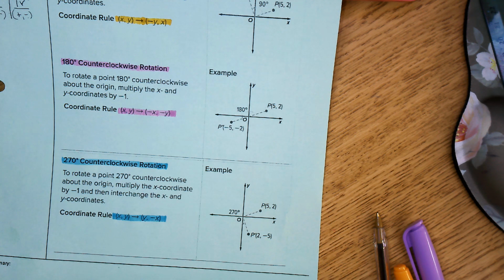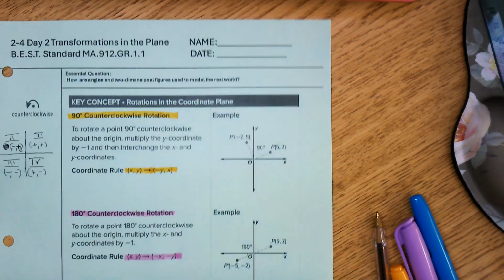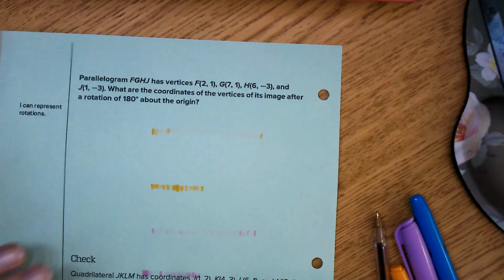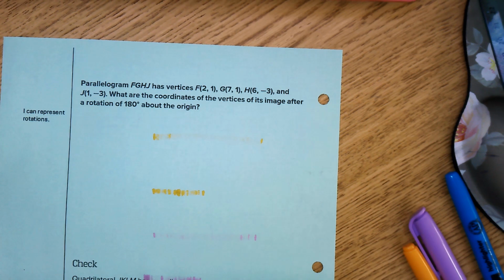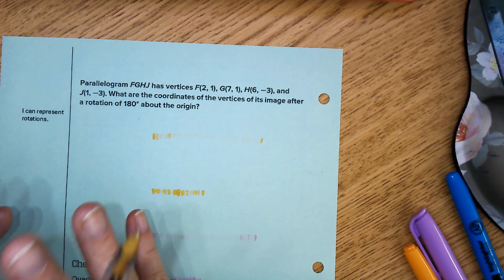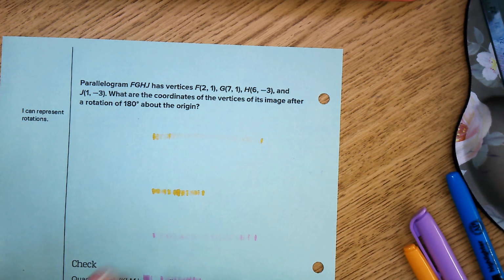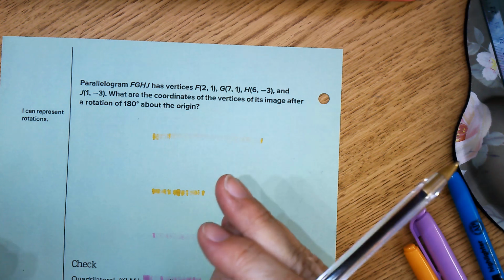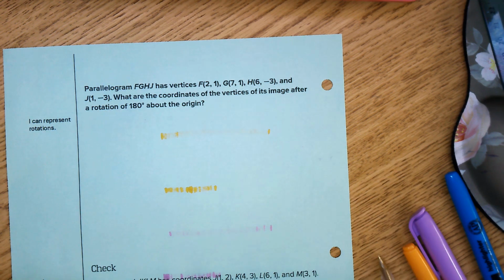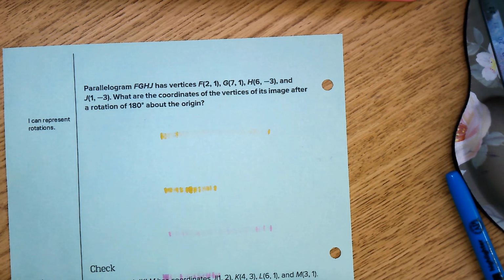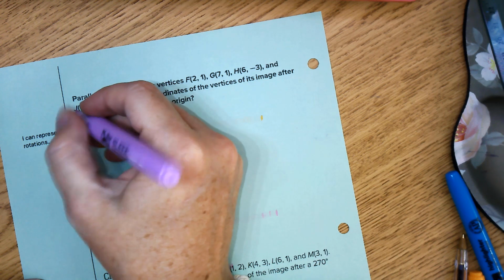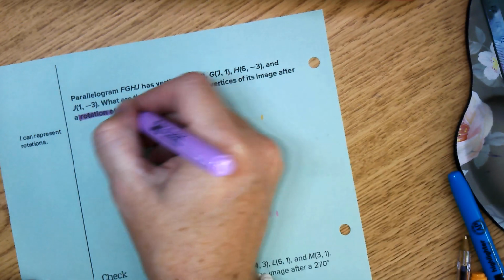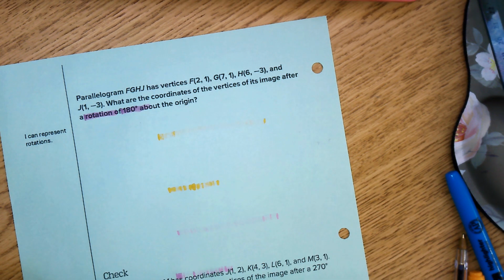All right, let's put this into practice. So let's come back. Biggest thing here, knowing our rule. So when you do this assignment, to show your work, I want you to write your rule to go along. Okay, so my first one, I've got a rotation. I always read and skim. Rotation 180, about the origin.